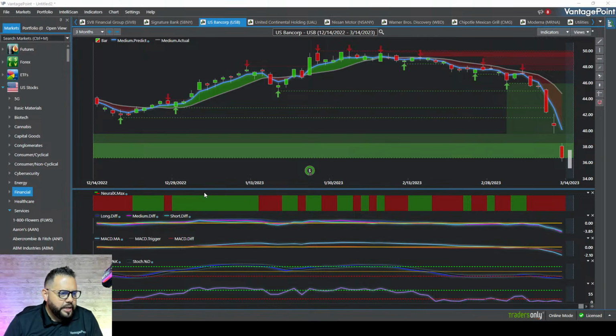Just taking a look at the chat here. How to calculate target price from the beginning based on the information in VantagePoint. Absolutely, Alex. We're going to do that right now. We're going to absolutely talk about calculating the strike price, or as you wrote, the target price. I've got a great tool in VantagePoint that'll help me do that.